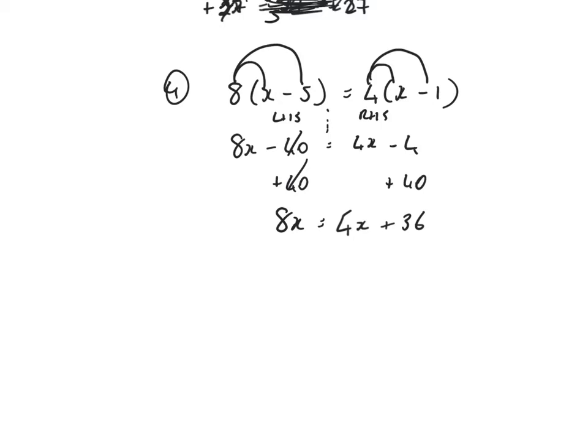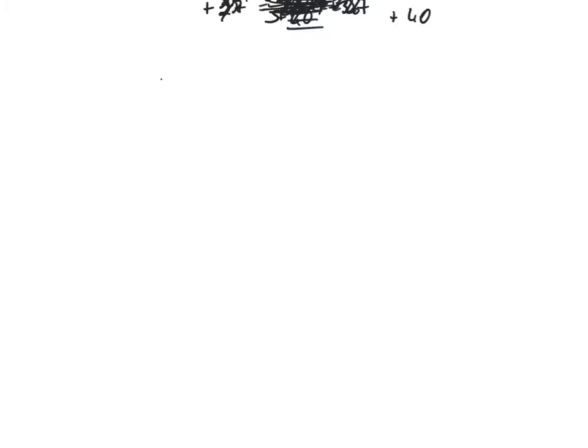Let's go through it again. Letter terms to the left, number terms to the right. 8x is okay, 4x is not. Eliminate it from both sides. 8x take away 4x is 4x. Those two are eliminated. I'm left with 36. Bring the 4 down and divide, and that will be x equals 36 over 4, and x is equal to 9.